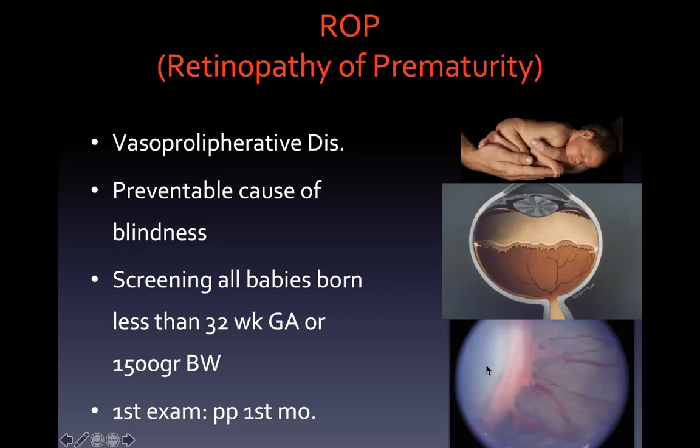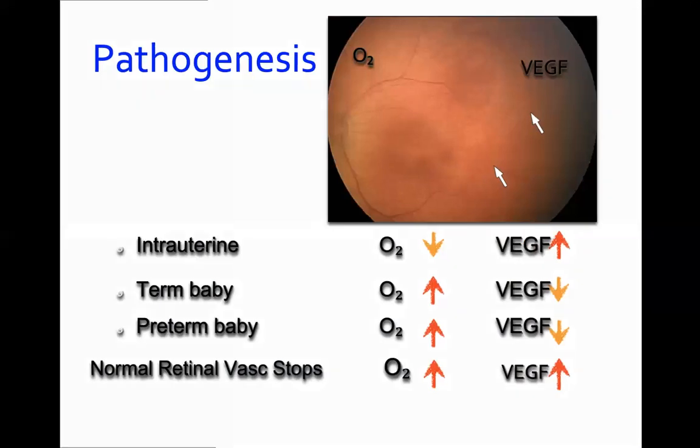This is very important. For this, we have to screen all the babies born at less than 32 weeks of gestational age or 1,500 grams birth weight, because these are the highest risk babies. We start to do the first fundus examination at the end of the first month, because by that date they start to form new vessels, otherwise they don't.